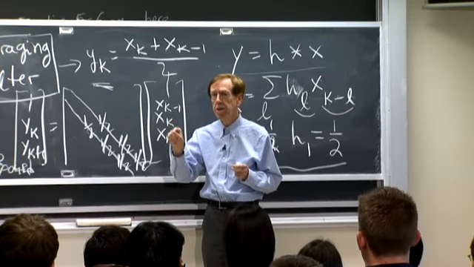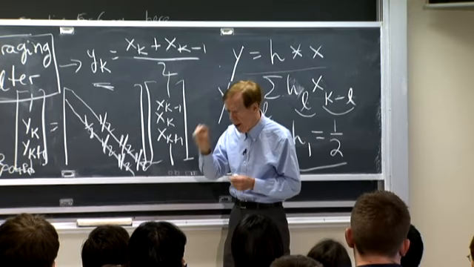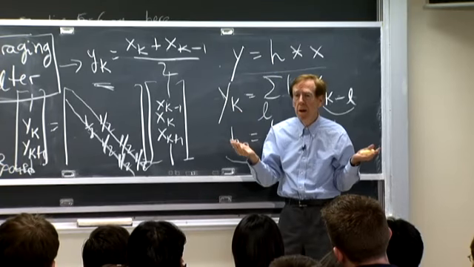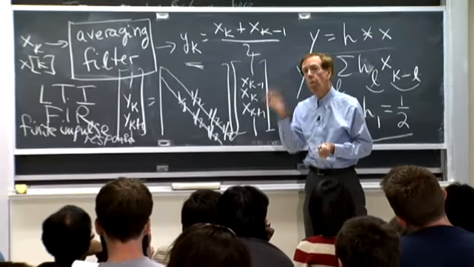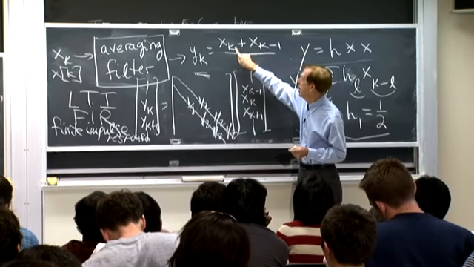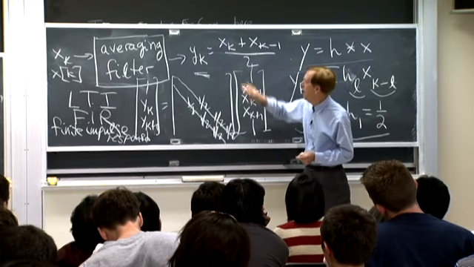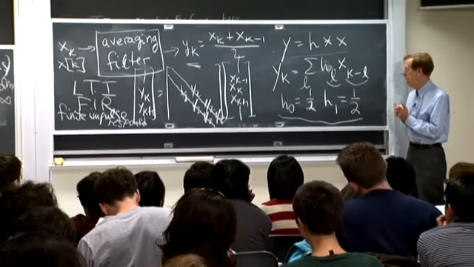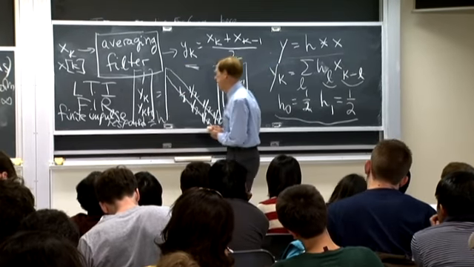If the input has just a single x and it's 1, so x0 is 1, then y0 will be a half. And what will y1 be? Also a half, right? Because y1 will take x1, that's already dropped back to 0, plus x0, that's the 1, so it'll be 1/2. In other words, the output is this. No big deal. The impulse response is exactly h.